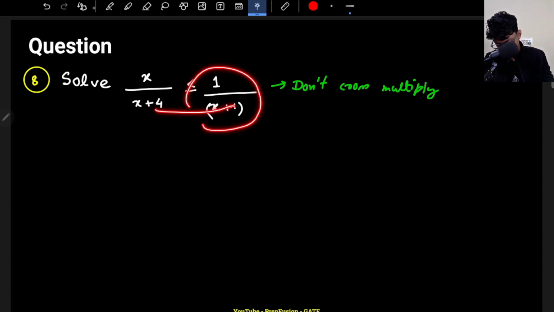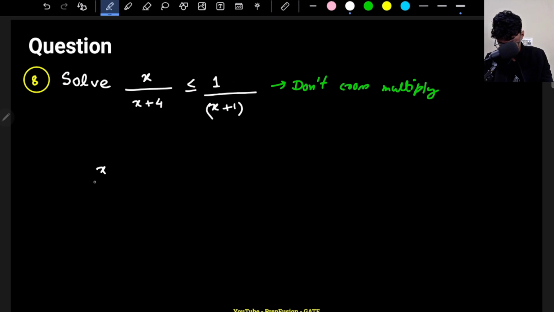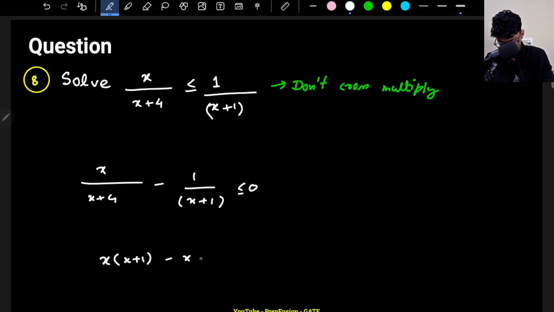I will take this on the left hand side. If I take this on the left hand side, it will be x divided by x plus 4 minus 1 divided by x plus 1 less than equal to 0. So it will be x into x plus 1 minus x plus 4, divided by x plus 4 into x plus 1, less than equal to 0.